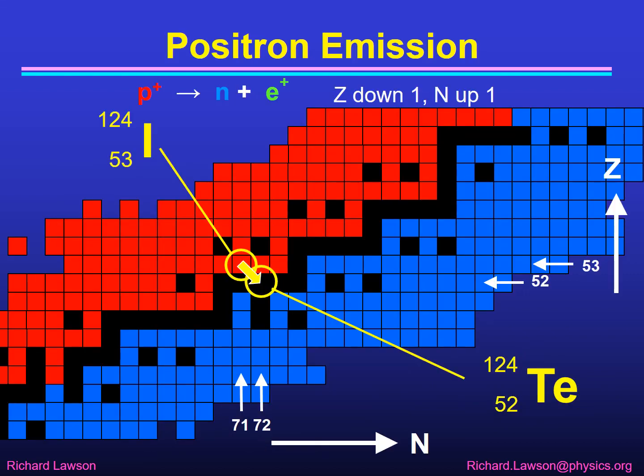So on the chart of the nuclides, we started off with this square here, which is iodine-124, and we lost a proton, so it came down, gained a neutron, so it moved to the right, and we end up with this black square here, which is tellurium-124.